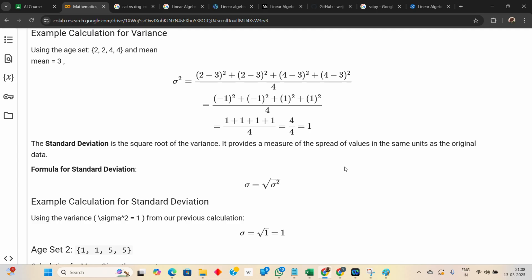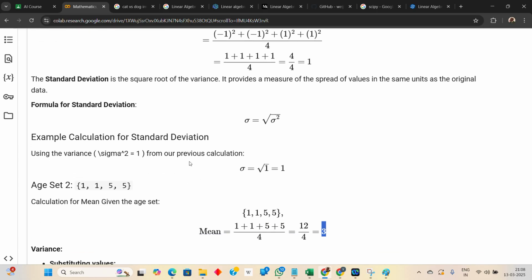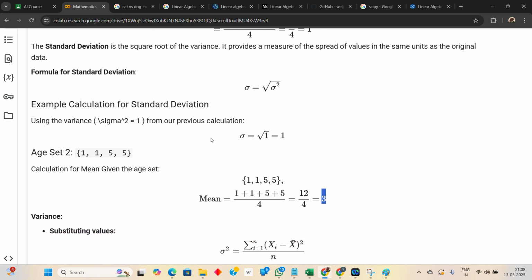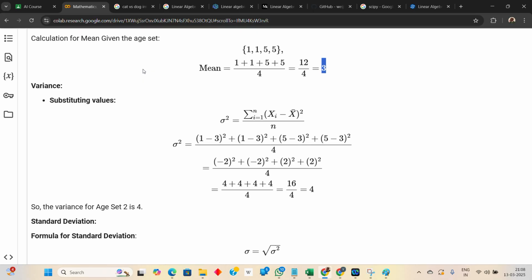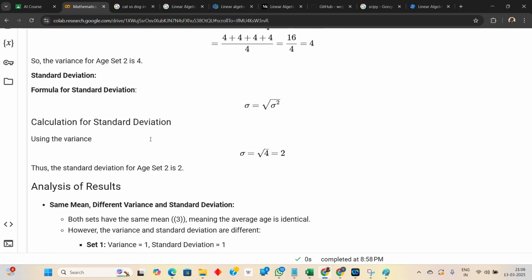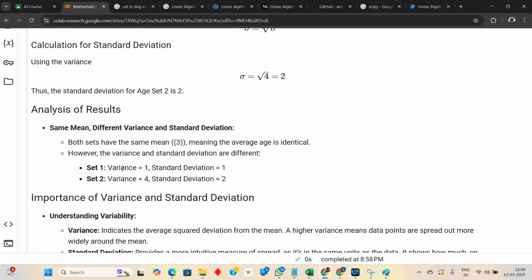But how can we actually conclude? Then variance comes into the picture. Variance and standard deviation come into the picture. How will variance help us? Variance can help us see how much the values vary from the mean, how much spread it has. Here you can see set 1 variance is 1 and standard deviation is also 1. Set 2 variance is 4, standard deviation is 2. Standard deviation will help us to know the spread of the data.